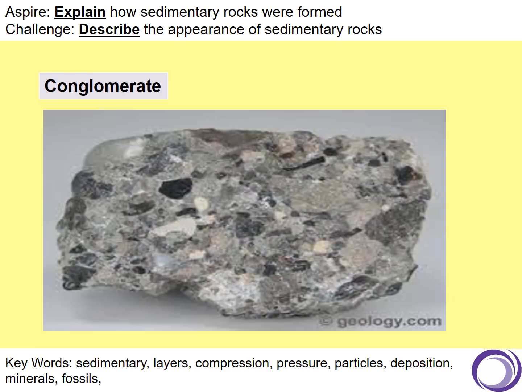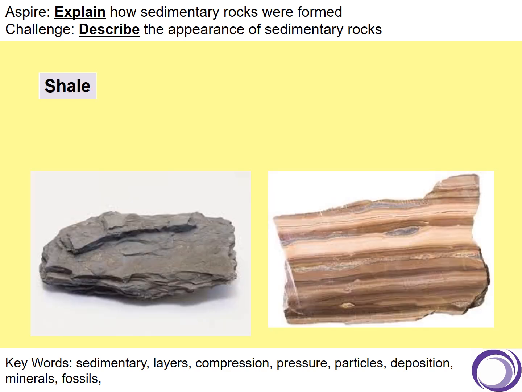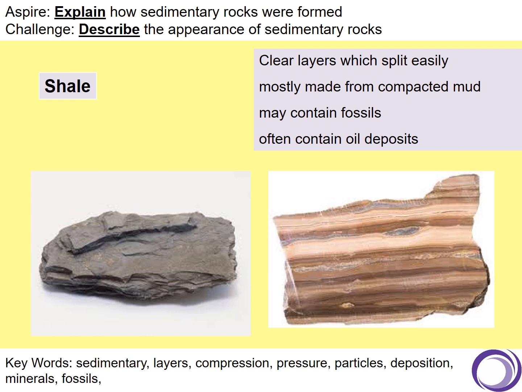Conglomerate looks a little bit different. It doesn't have the clear layers that are often present in other sedimentary rocks. However, it's made up of tiny particles, pebble size, so they have to be slightly bigger than 2 millimetres in diameter, but you can see that they're clearly cemented together. They look very similar to modern concrete in some ways. And then shale. Shale is very characteristic because it has extremely clear layers and it laminates or splits very easily across these layers. It's mainly made from compacted mud, will also contain fossils on frequent occasions, and there's often things like oil and coal deposits as part of shale.